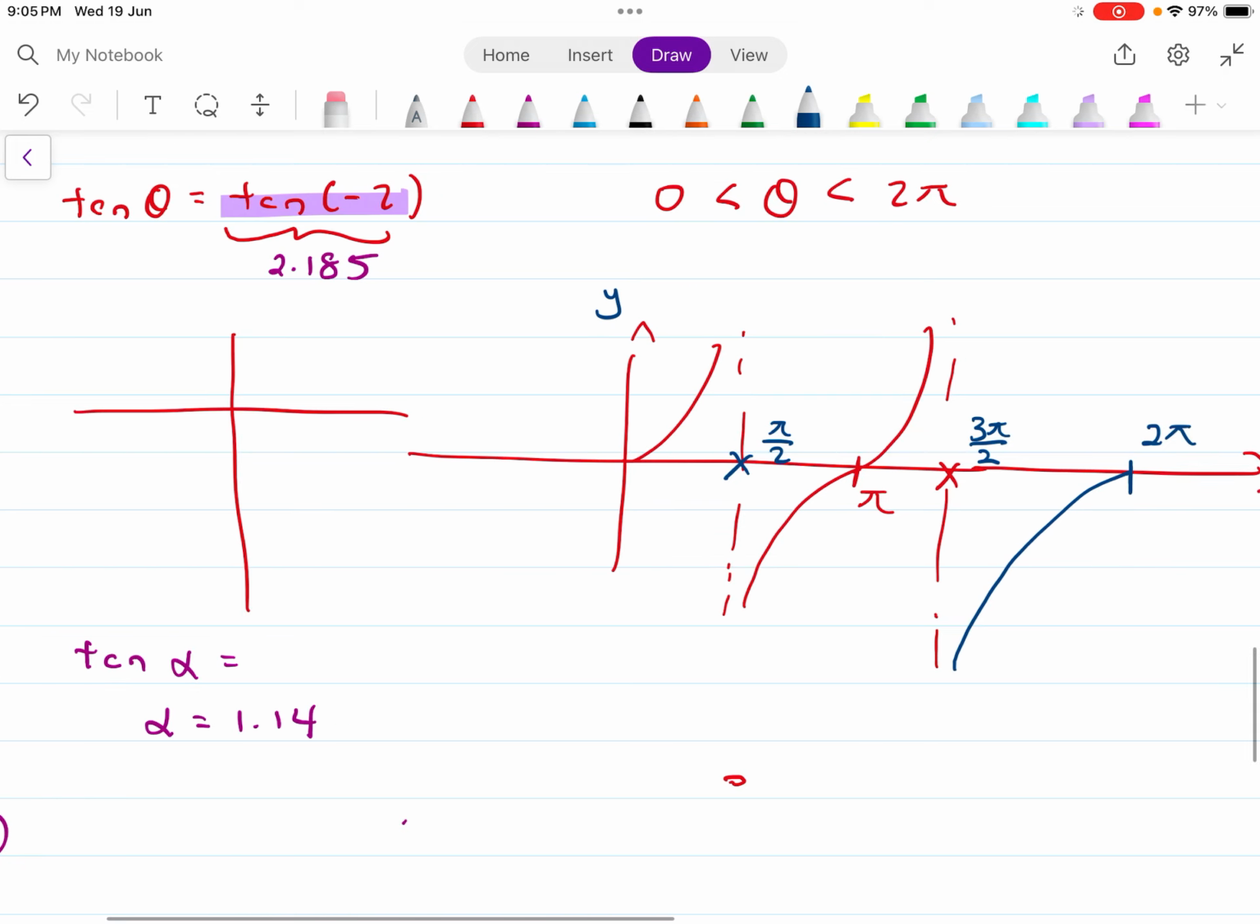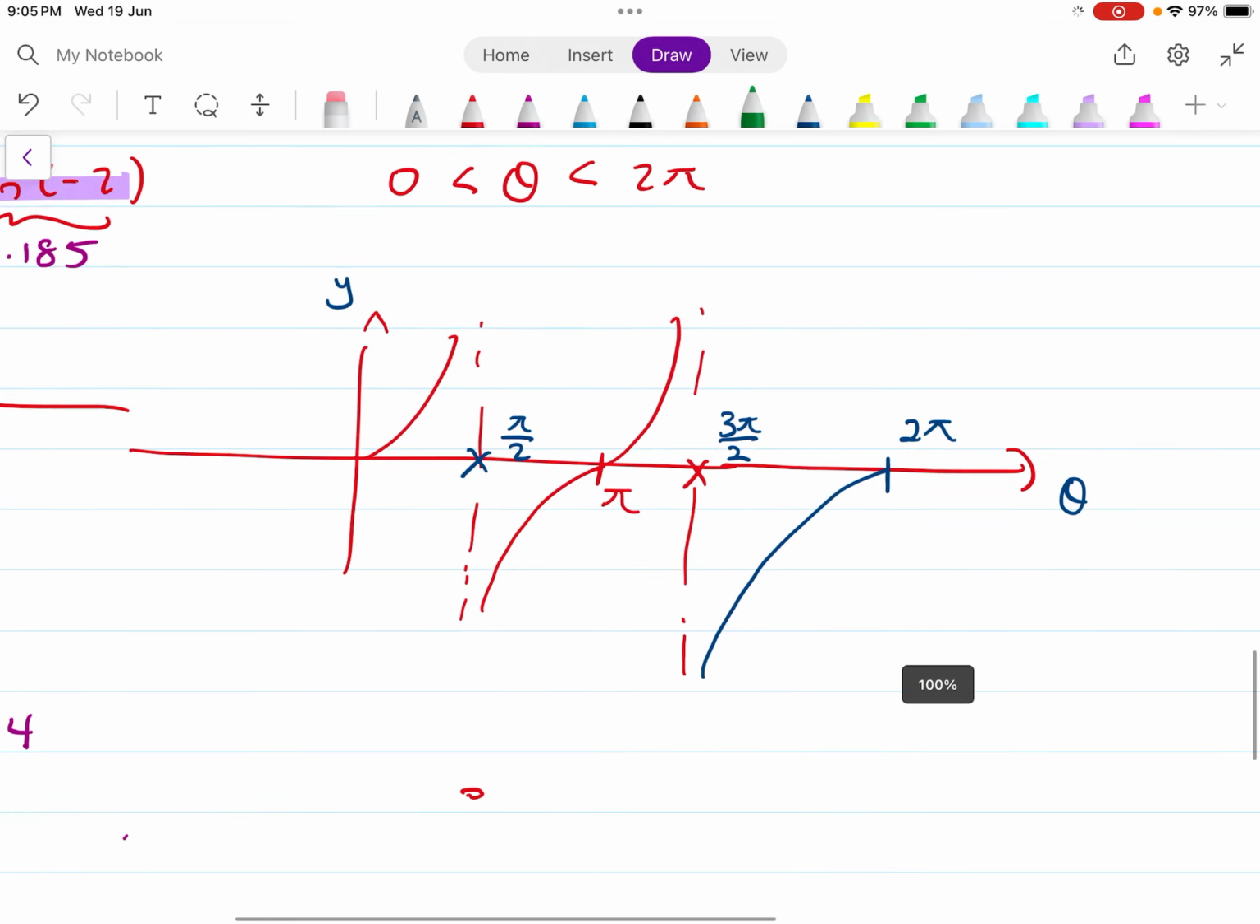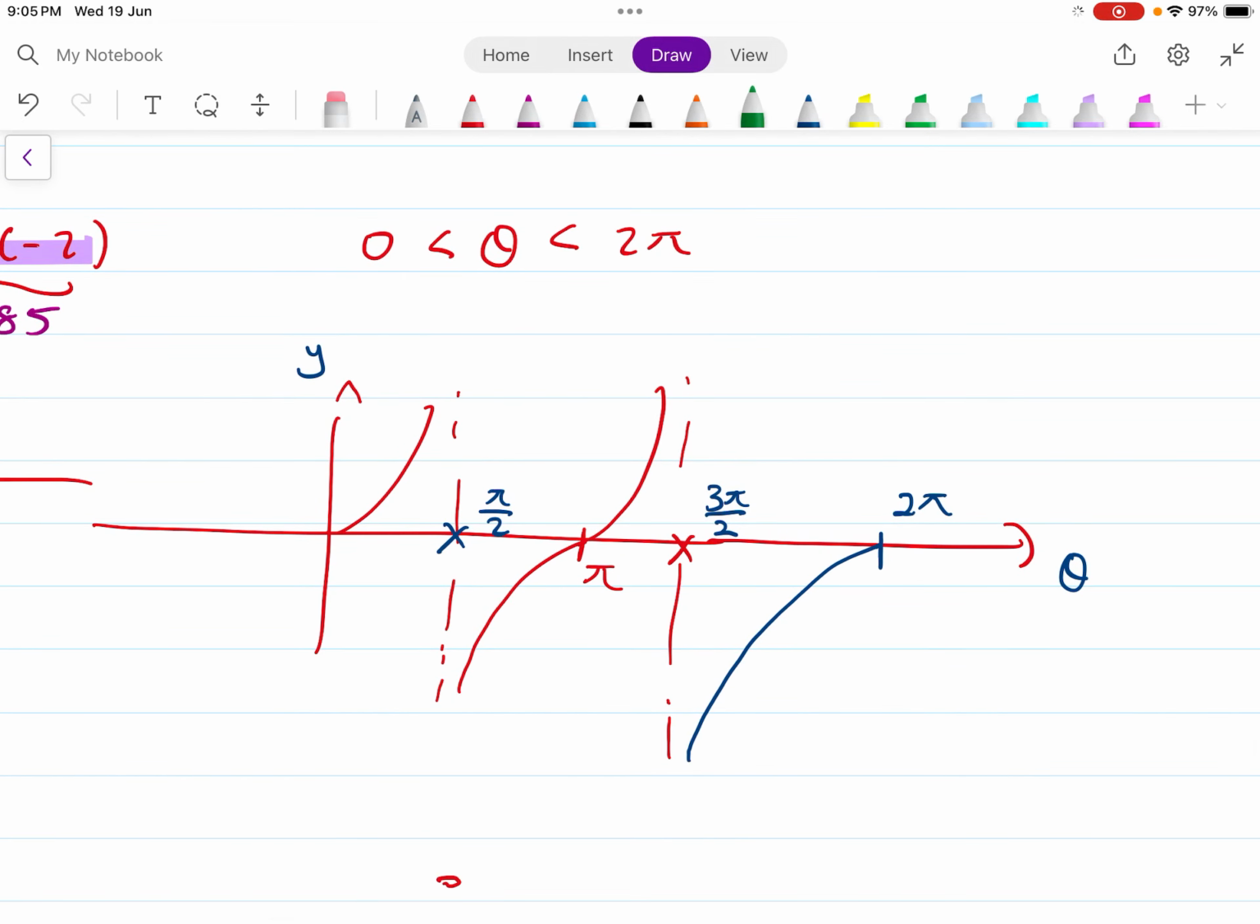I have some question on this, because if you press tan negative 2, for example in radian mode, you get positive 2.185. And of course, I refer you back to the trigo, the tangent graph. The tangent graph looks something like this, with an asymptote at pi over 2 and another asymptote at 3 pi over 2.